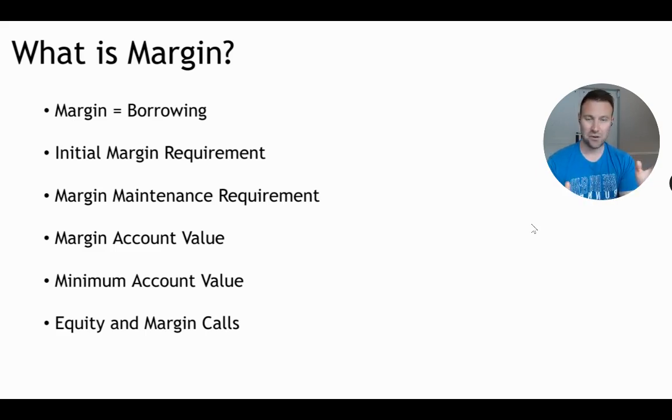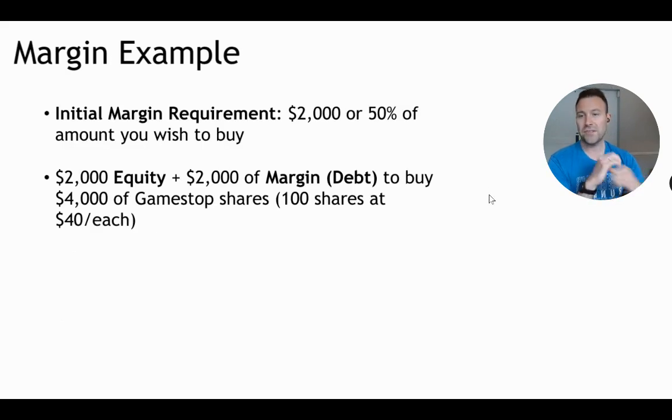So a lot of terms sounds very confusing, I think, which is also why it can be so dangerous for the average investor. So let's get into some examples. And I think this will make more sense. So, as an example, your initial margin requirement is going to be $2,000 or 50% of the assets that you wish to purchase. So, essentially, you cannot buy on margin or borrow money without having at least $2,000 in your margin account. So, you put $2,000 into this account, that's your equity, so it's your money.